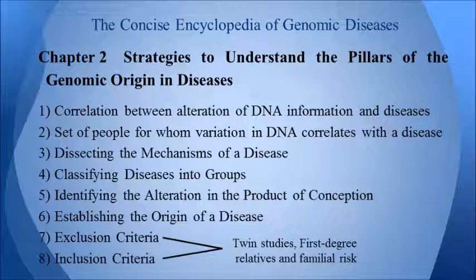Chapter 2, Strategies to Understand the Pillars of Genomic Origin in Diseases. The mechanisms detailed in the book include correlation between alteration of DNA information and disease, set of people where variation in DNA correlates with the disease, dissecting the mechanisms of disease, classifying disease into groups, identifying alteration in product of conception, establishing origin of the disease, making use of exclusion and inclusion criteria based on twin studies, first-degree relatives, and familial risk.